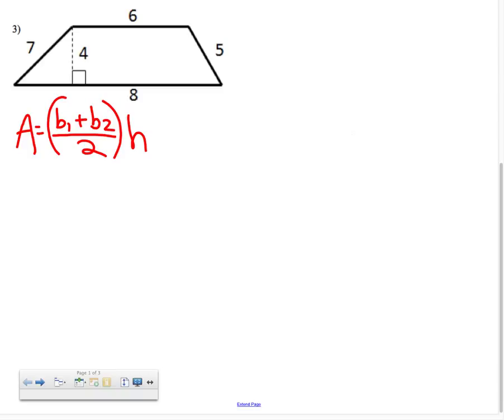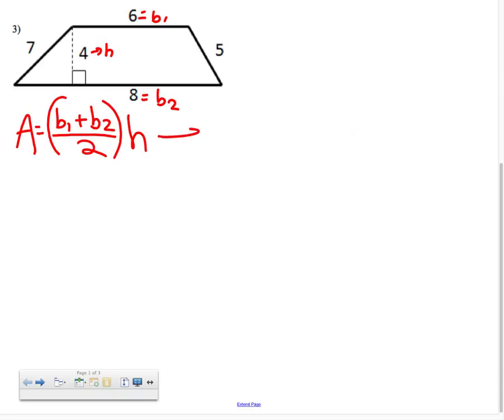So let's figure this out here. What are base 1 and base 2? Well, I know that 4 is my height, so that right there is my h. Which means the two lines that are connected by the height are the two lines that are base 1 and base 2. So 6 would be base 1, which is the top, and 8 would be base 2, which is the bottom. Notice again, I'm not going to use the 7, I'm not going to use the 5, because they do not involve the area of this.